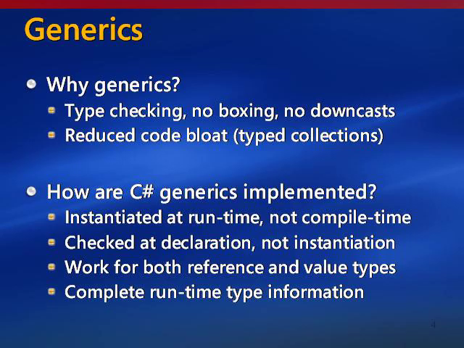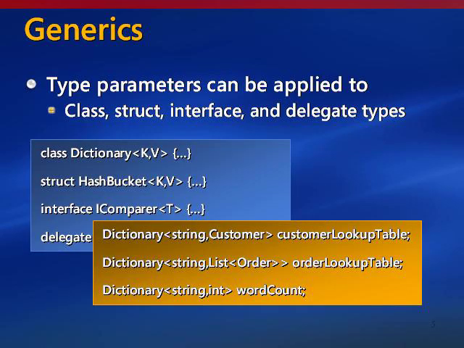Now, type parameters can be applied to many different types, not just classes. Indeed, they're permitted also on structs, interfaces, and delegate types. On the slide here, you see some examples of it. And you can have many type parameters on a class. For example, a dictionary might have two type parameters, one for the type of the keys and one for the type of the values. And here you see some other examples of generic types.